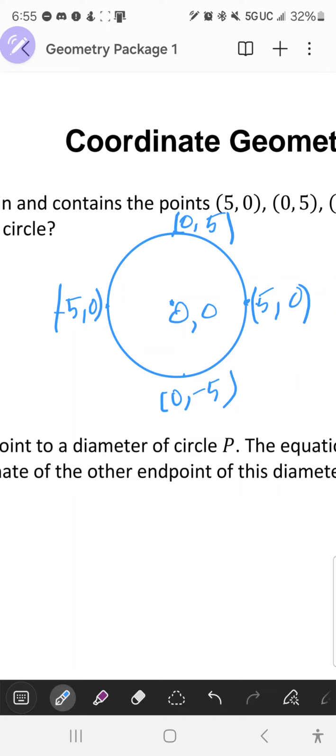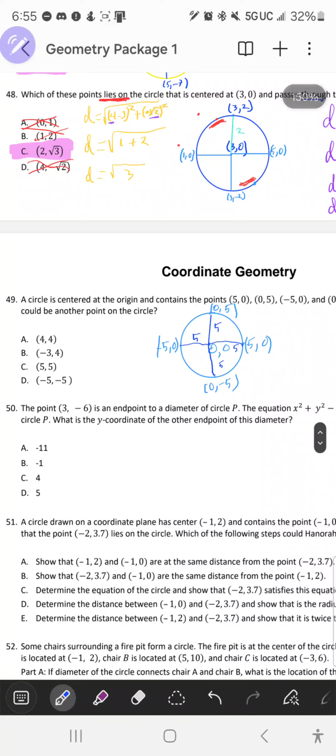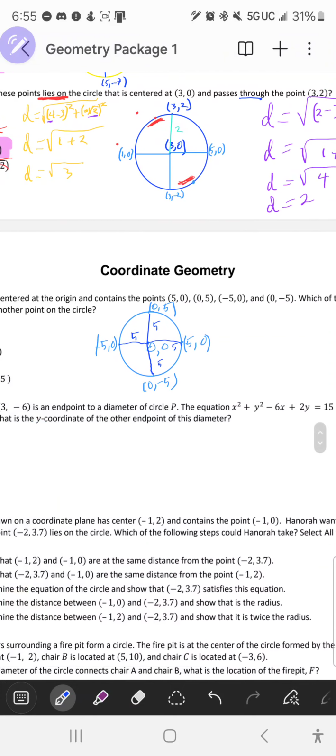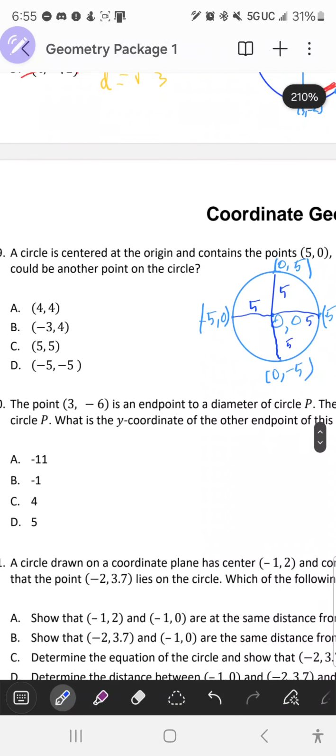And as you can see, our radius is going to be from 0 to 5, well, negative 5, but the distance is still 5. So our radius is 5. And we know that all the points need to be inside of this to be part of the circle. Now, we have the following could be another point of the circle. So we see negative 3, comma 4.